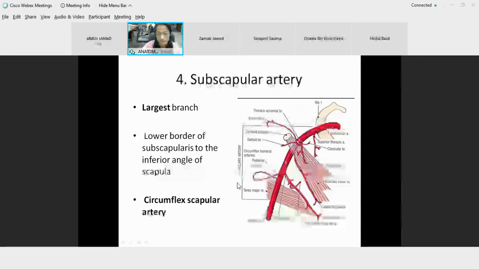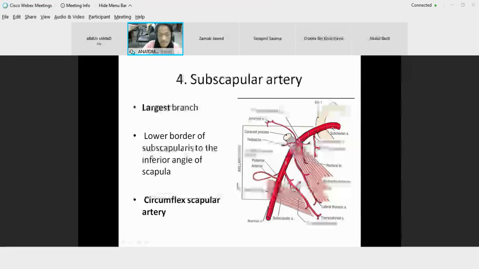Okay. Coming to subscapular artery. Now we'll be discussing the branches of third part. Subscapular artery is coming from the third part of axillary artery. You can see this is the largest branch of axillary artery, and this passes through the lower border of the subscapularis muscle. Subscapularis muscle is a muscle of the scapular region. It passes through the lower border of the subscapularis muscle towards the inferior angle of the scapula.